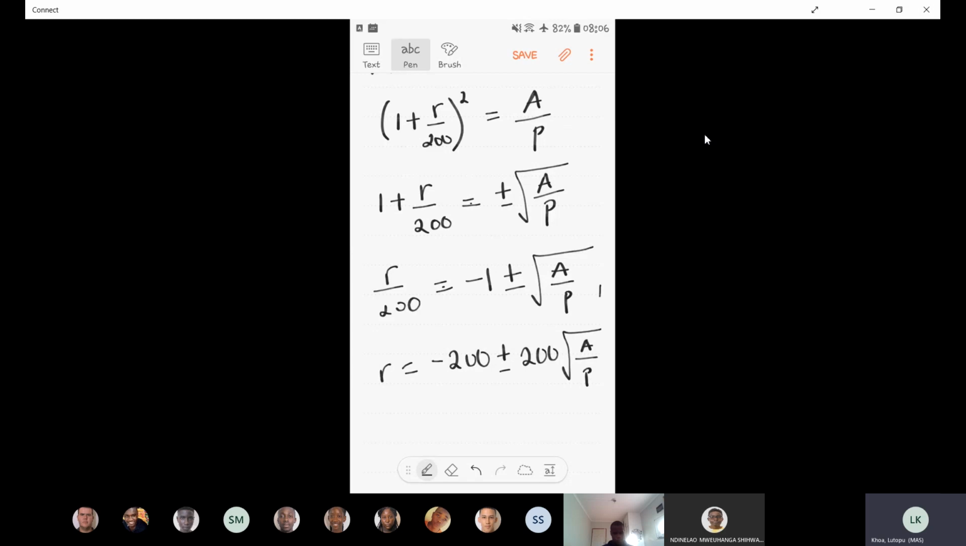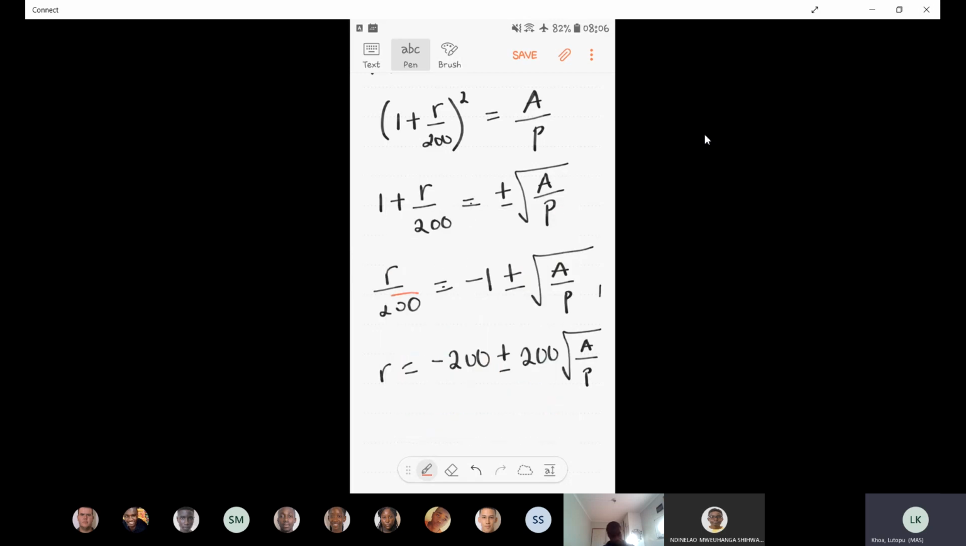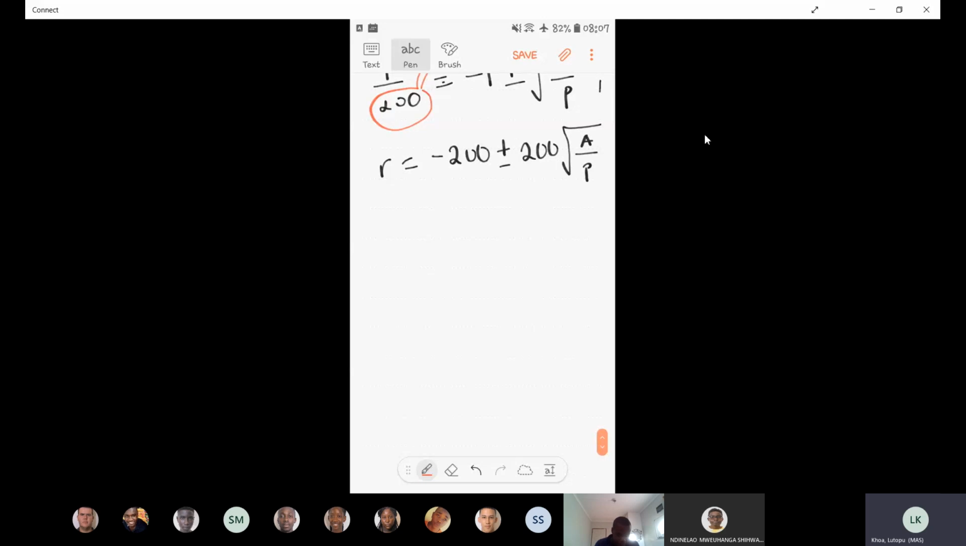So this 200, when it went to the other side to multiply, multiplied that one and multiplied that one as well. So that's why you have the 200 showing twice over there. That was number 7. Now number 9.